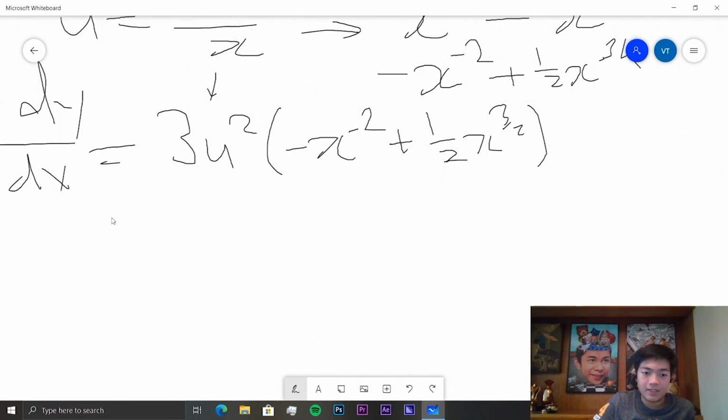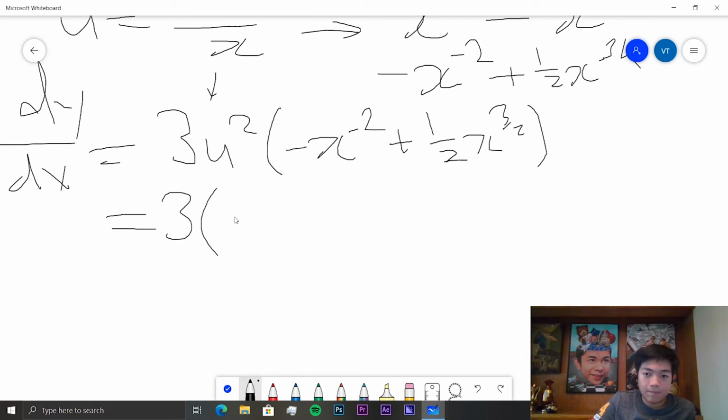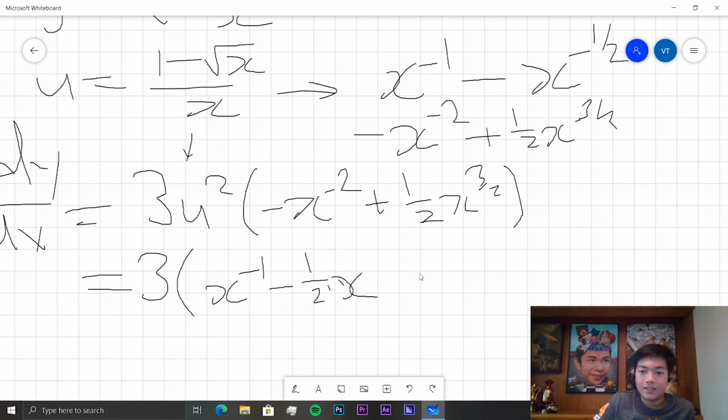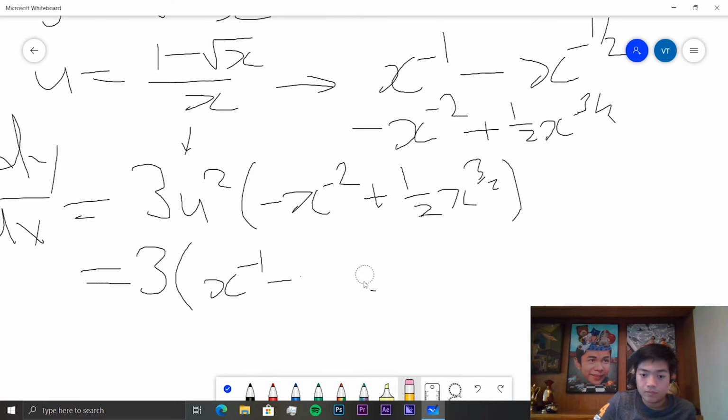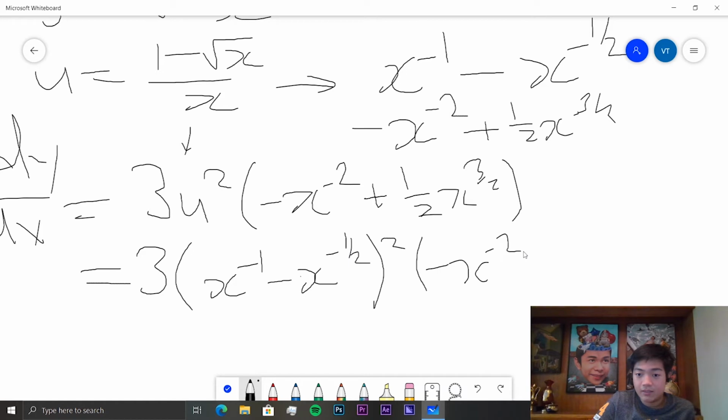So we get our final answer as 3 times x to the minus 1 minus 1 half x minus x to the negative 1 half, squared, times negative x to the negative 2 plus 1 half x to the 3 over 2. So it's that.